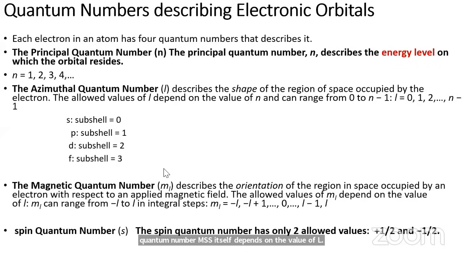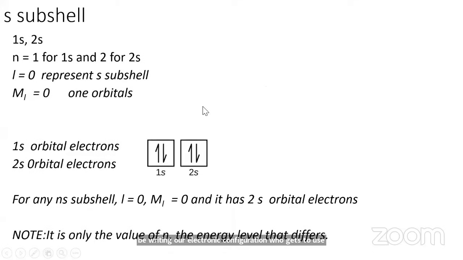Very simple. Now, the last but not the least is your spin quantum number. This one has only two allowed values, the plus half and the minus half. For today's class, we're not going to make use of this, but I will explain it just briefly. When we'll be writing our electronic configuration, we will get to use it more. So let's go through using the four quantum numbers to describe an electron in an atom.